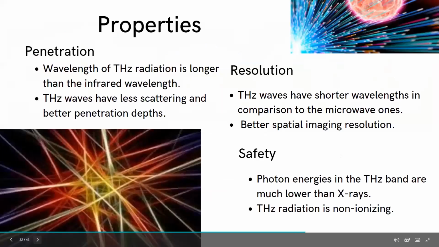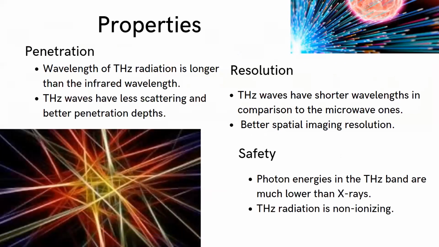So let's see what the most important properties of them are. The first one is penetration. I have already told you. The main advantage of terahertz waves is that they have deeper penetration than scattering. So the light will not get scattered that much. It will deeply penetrate into that particular surface. And the next property is that the wavelength of the terahertz radiation is longer compared to that of infrared. As it is between the infrared and microwave, the wavelength is greater than that of the infrared.